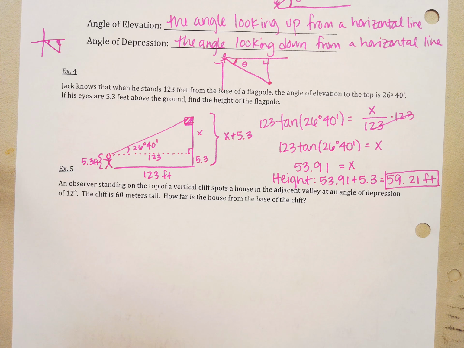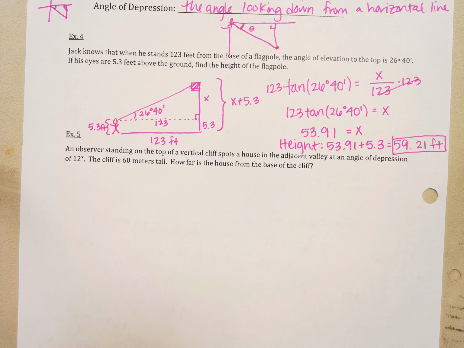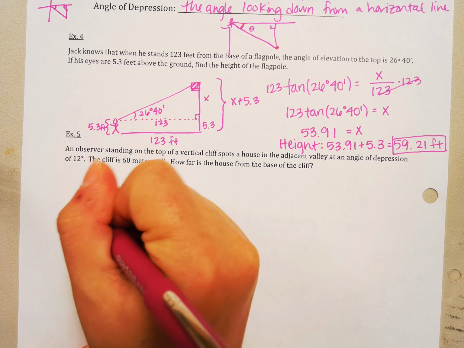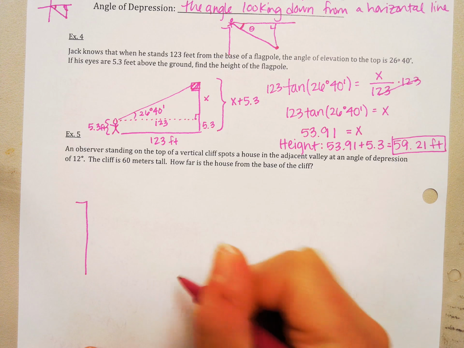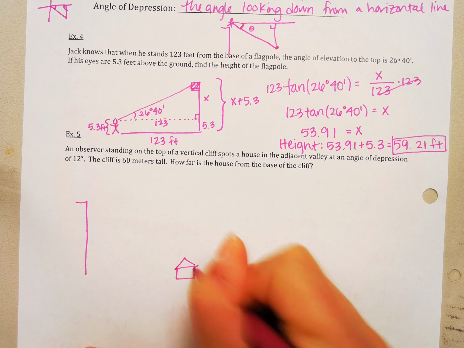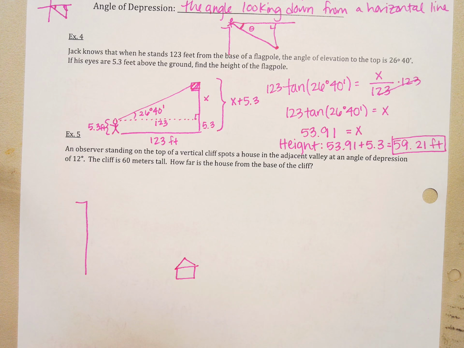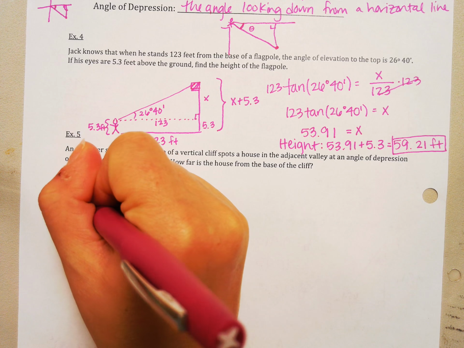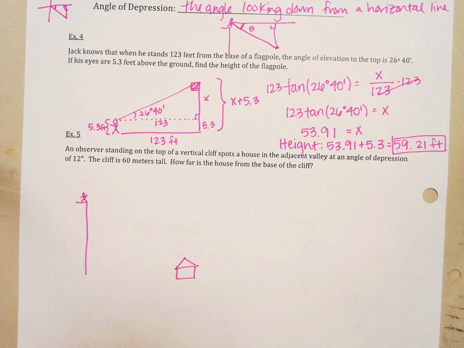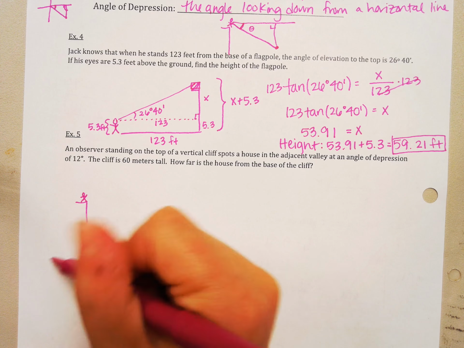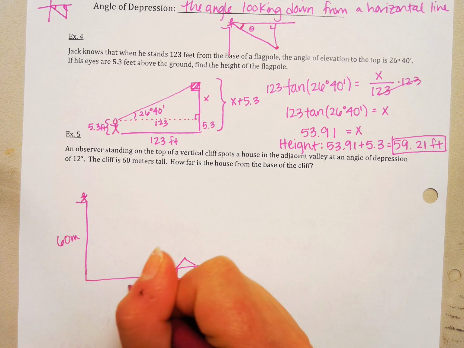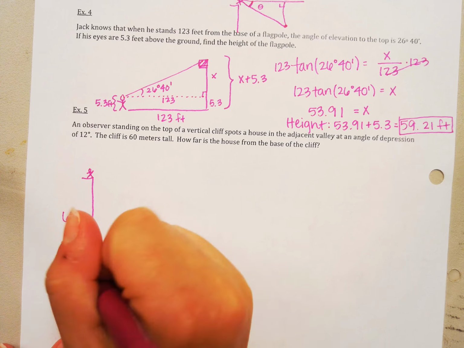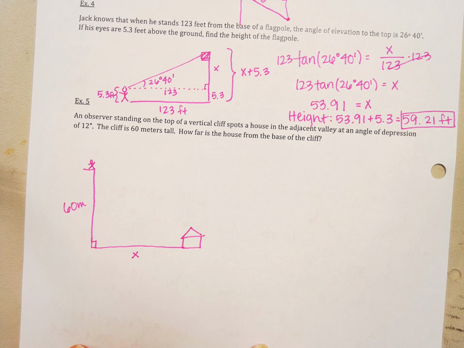Same thing down here. We have this observer standing on the top of this cliff. So here we are on this cliff. He spots this house in the valley. The angle of depression. So here he is on the top. The angle of depression is 12 degrees. The cliff is 60 meters tall. We're looking for how far the house is from the base. So that's the value that we're looking for.